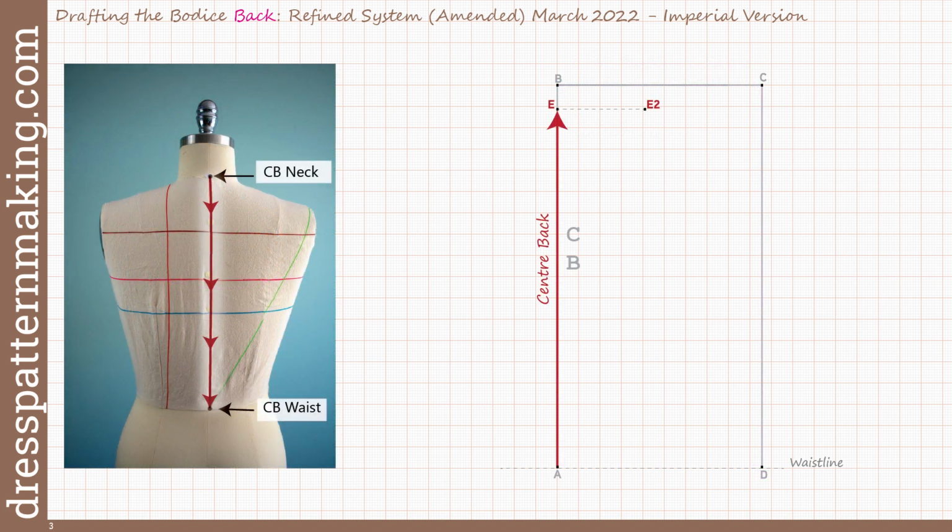Next is the centre back length measurement, measurement number 24 on the chart. Using your centre back measurement, measure up from point A on that A to B line and mark point E. Then draw a line at right angles to the A to E line for about 4 inches and mark the end of that line point E2. This is just a guideline and will help us draw the neck curve later. As a guideline, it doesn't need to be an exact length, which is why I say for about 4 inches.